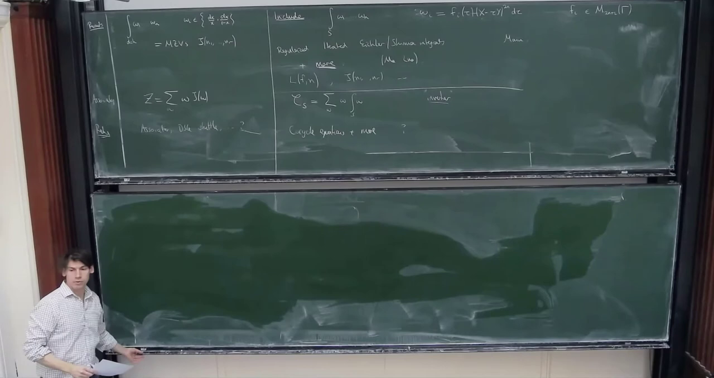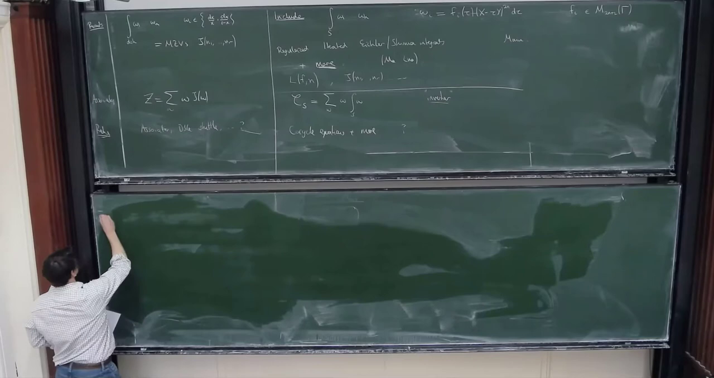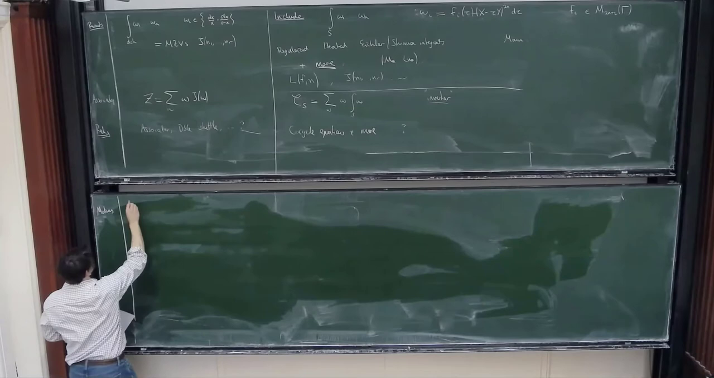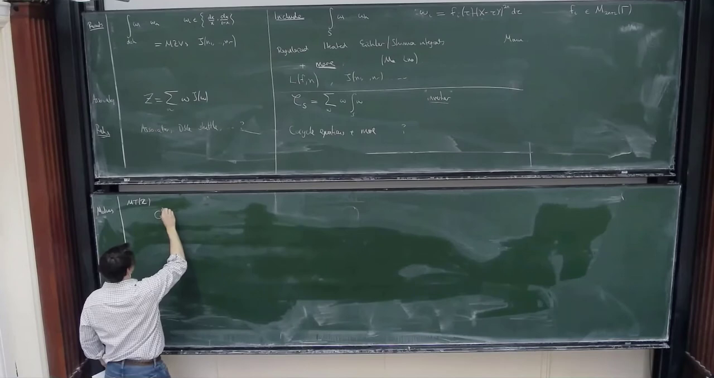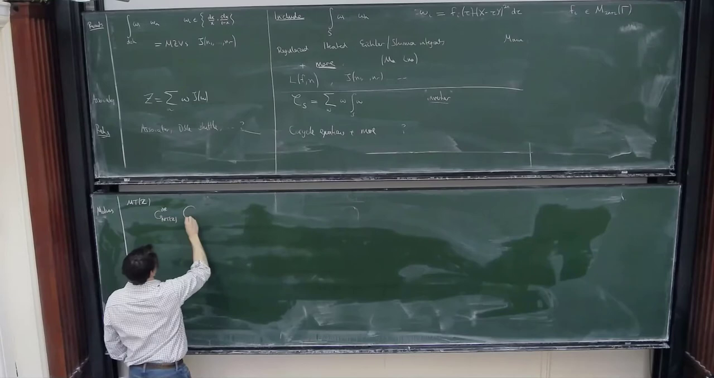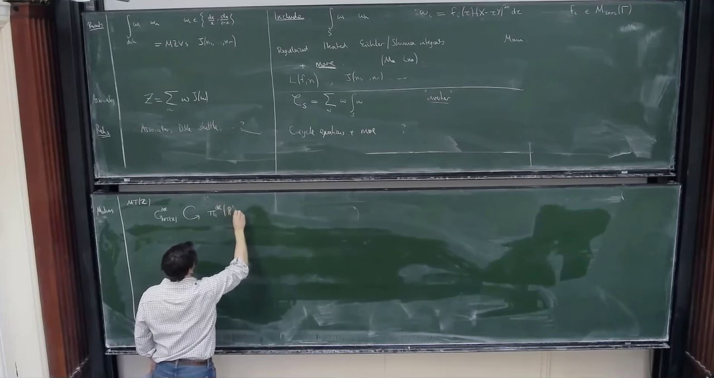Motives. Okay, so here we're very much in the mixed Tate world over Z. And so the way to think about this is that we have G, the Tannaka group of a category of mixed Tate motives, acting on the de Rham version of this metric fundamental group.